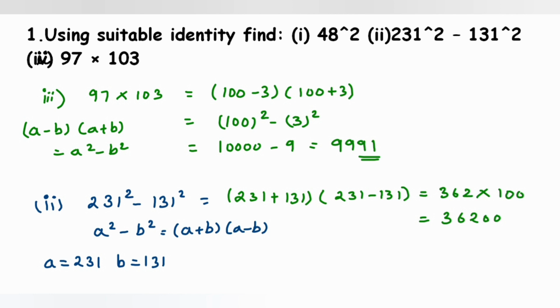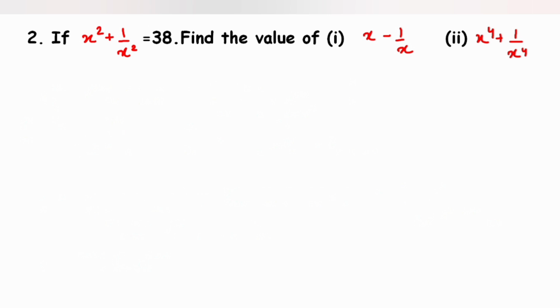Okay, so we're done with the first question. Now we'll move on to the next question, the second question. This question is a very important question. So the question is, if x square plus 1 upon x square is 38, find the value of x minus 1 upon x and x to the power 4 plus 1 upon x to the power 4. Okay, so we'll write down what we know from the question. We know x square plus 1 upon x square is 38.